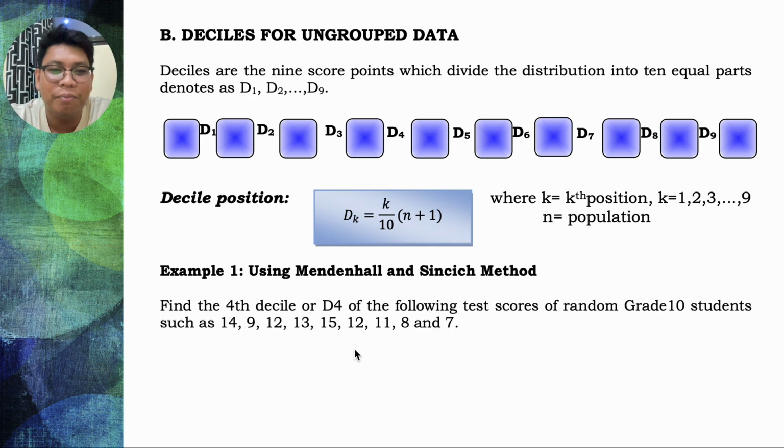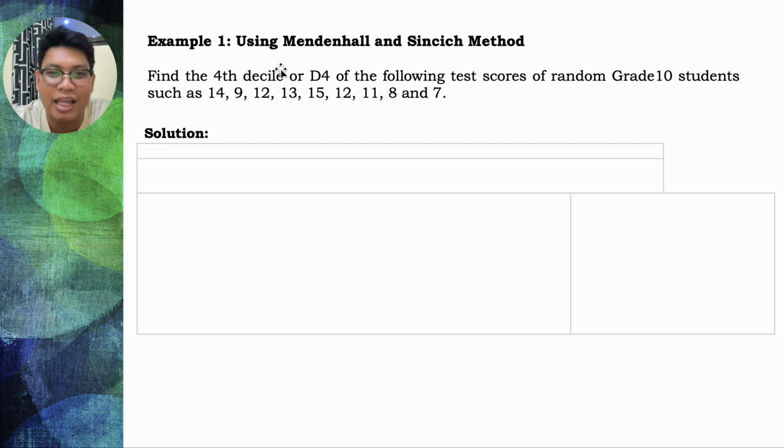Okay? So, example 1, using the Mendenhall and Sincich method, find the 4th decile or D4 of the following test scores of random grade 10 students such as 14, 9, 12, 13, 15, 12, 11, 8, and 7. So I will just copy the example above. Ito, nilagay lang natin sa taas, no?